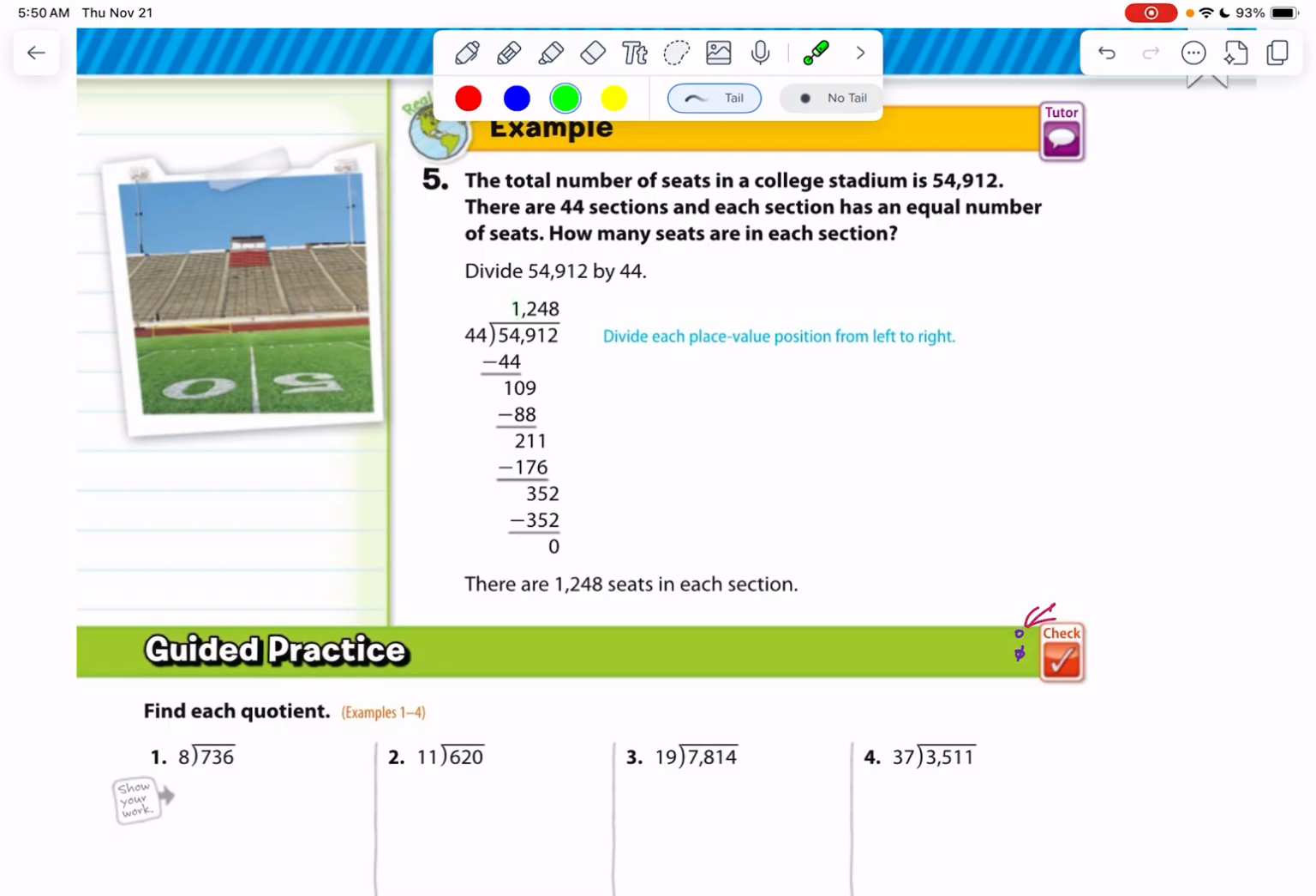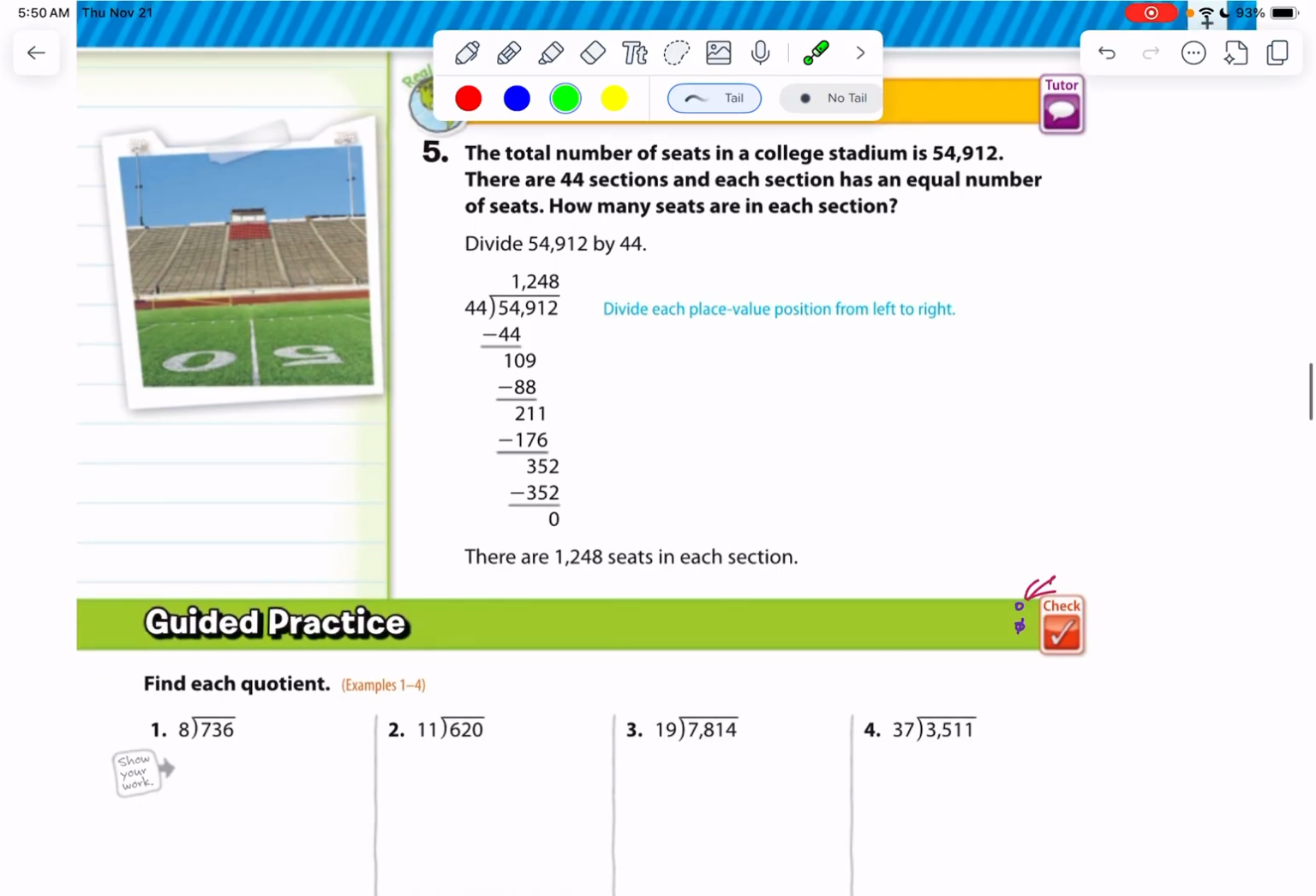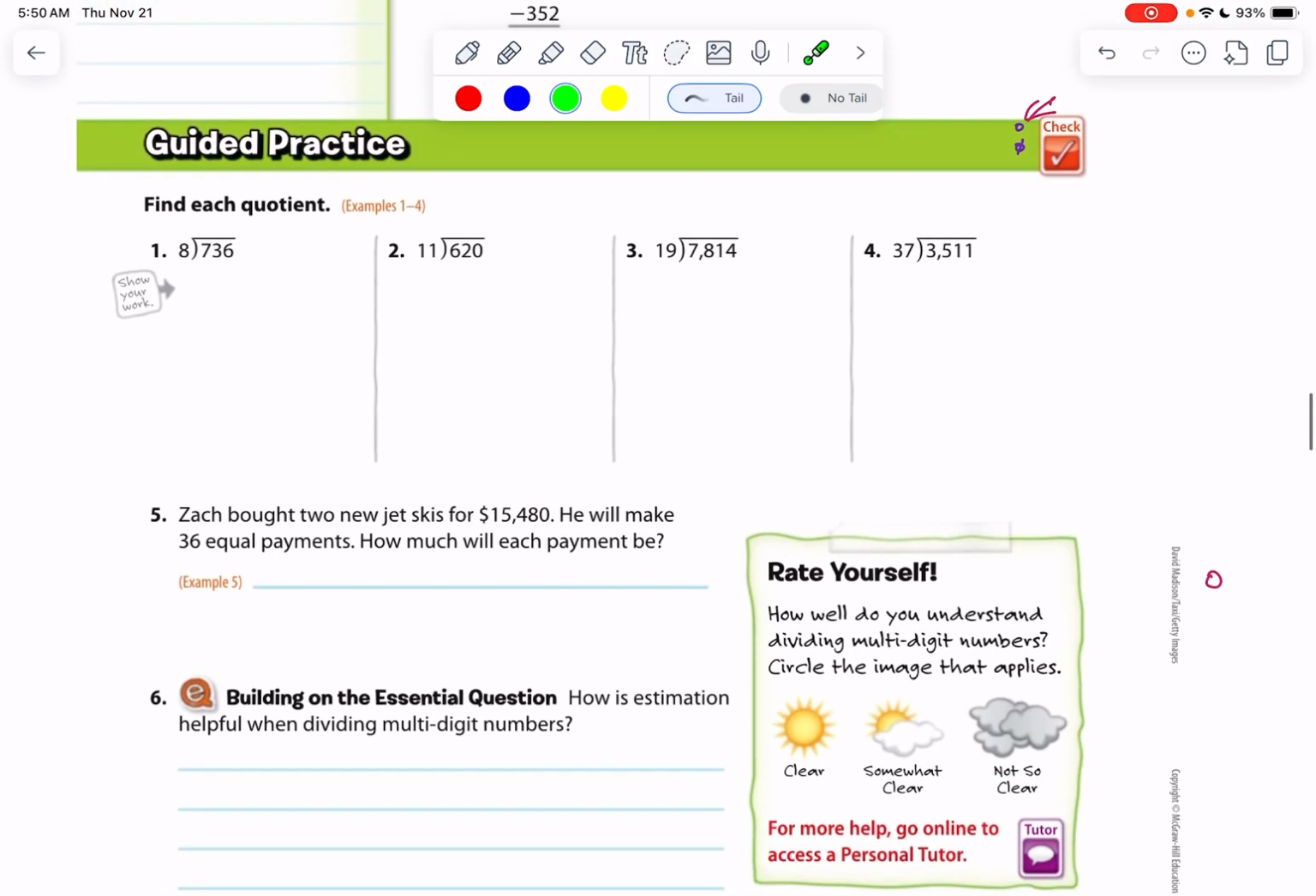So you just work your way through that from left to right until you've brought down every number, and then you're done. This one happened to work out evenly. So 1,248 seats in each section. Okay? All right, let's try this one here.